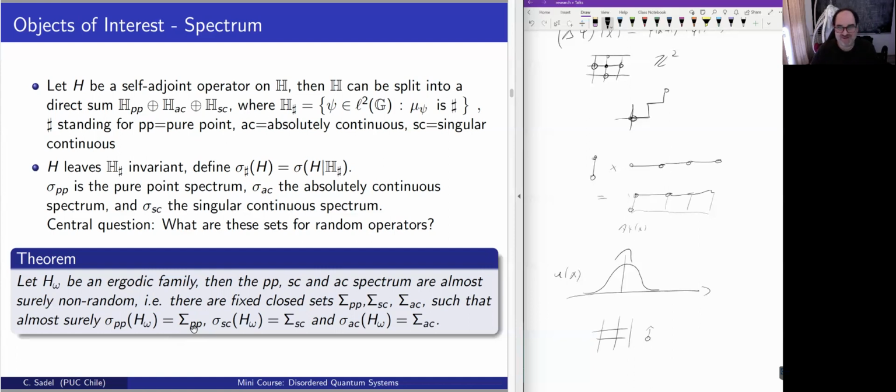But the eigenvalues actually are highly random. So typically the probability of a fixed value E to be an eigenvalue is 0, right? So, okay, the eigenvalues move, but they always form a dense set within this.